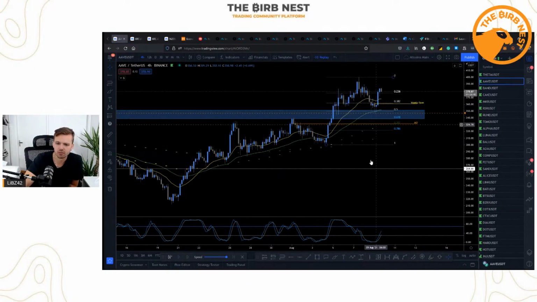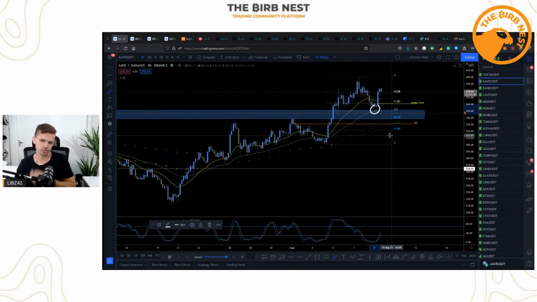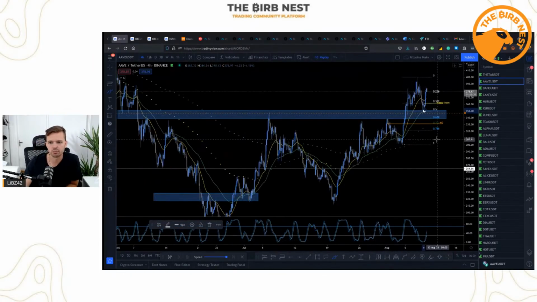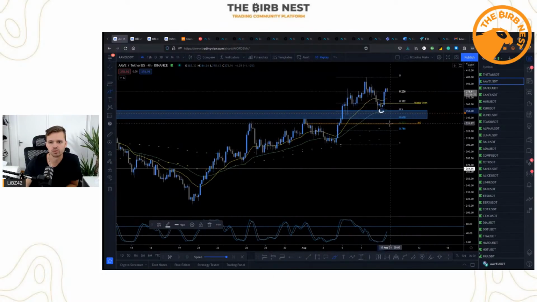We're seeing a very similar pattern right here where you have a 4-hour bullish pin bar, and that is also one of my entry triggers, a bullish engulfing or pin bar. So you have a 4-hour bullish pin bar on an SR level and a 50% fib with a stochastic bull cross, and that would also be a pretty good entry trigger.